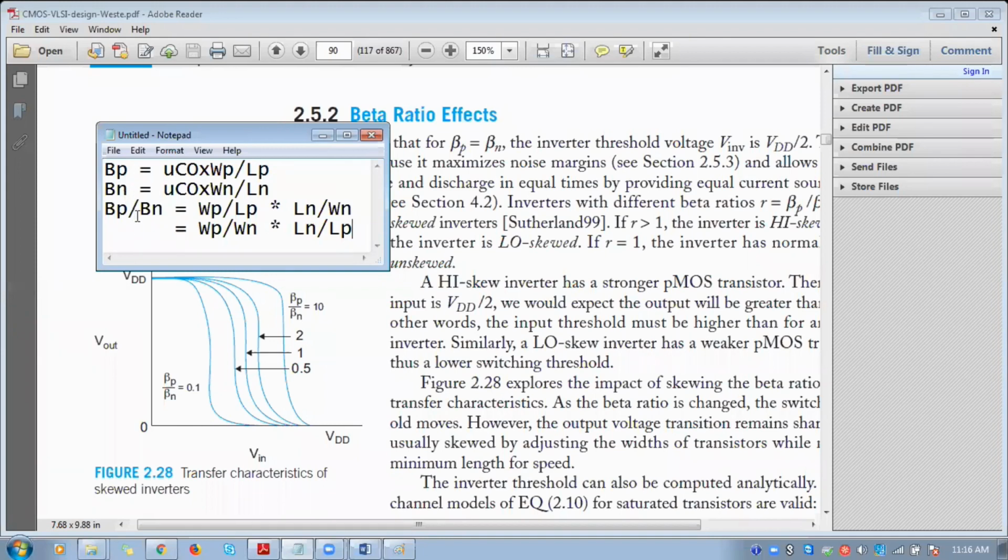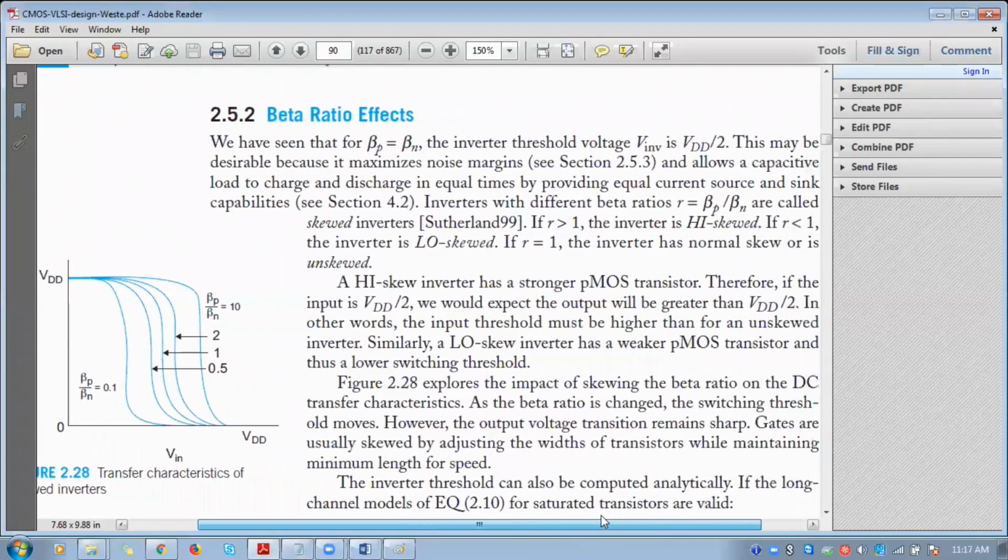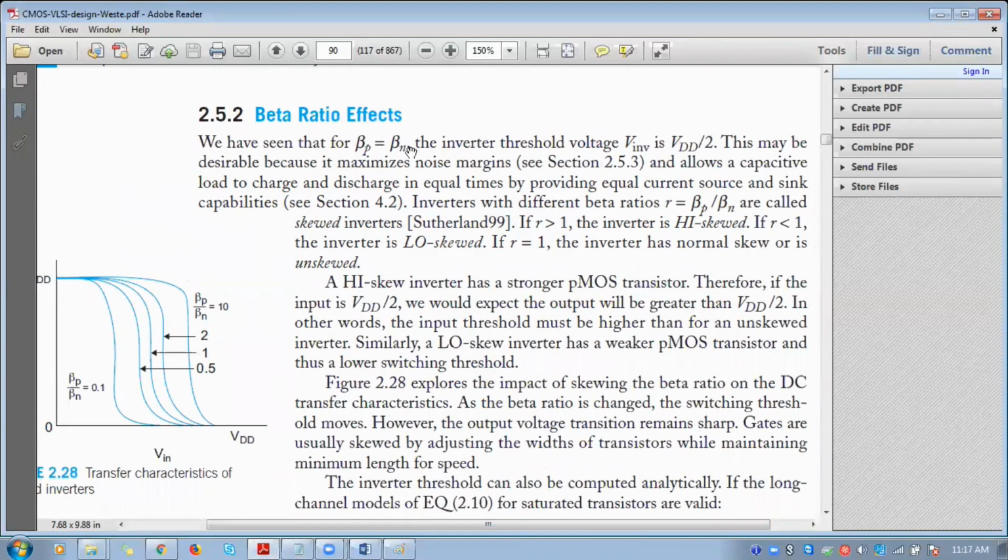So if you consider the beta P by beta N ratio, we will get a ratio of WP by WN into LN by LP. Mostly the length value will be equal for both NMOS and PMOS, and only the width will be varying. So mainly the beta P by beta N ratio depends on the width of both the transistors. So in the initial case, beta P equals beta N. At that time the beta P by beta N ratio will be equal to 1. That type of circuit is known as an unskewed circuit.